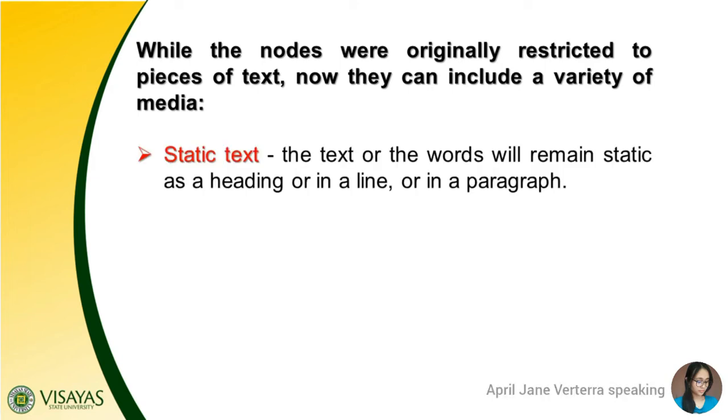And first, we have the static text. Now, in the static text, the words or the text will remain static or steady or not moving as a heading or in a line or in a paragraph. The words in the static text are given along with the images to explain about the images. Static texts often give information or support to an image or a video.